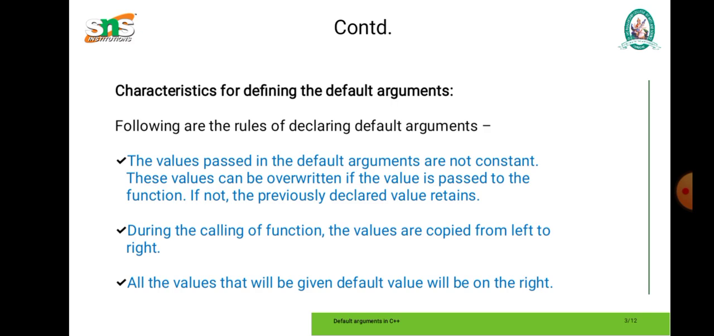The second rule is that during the calling of a function, the values are copied from left to right, not right to left. And the third rule is that all the arguments that will be given default values must be on the right. These are the rules you have to follow while declaring default arguments.